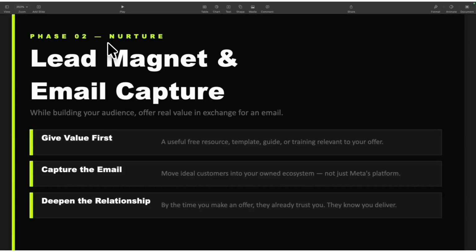Now, phase two is the lead magnet and email capture. So while building your audience, offer real value in exchange for an email. So give value first. Use free resources, templates, guides, and training relevant to your offer. Capture the email. So move ideal customers into an owned ecosystem, right?